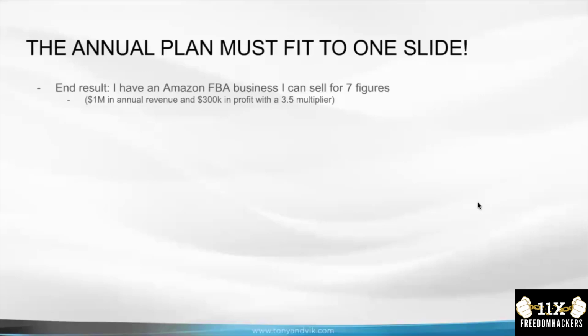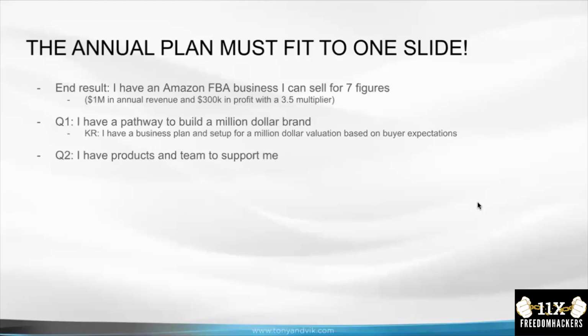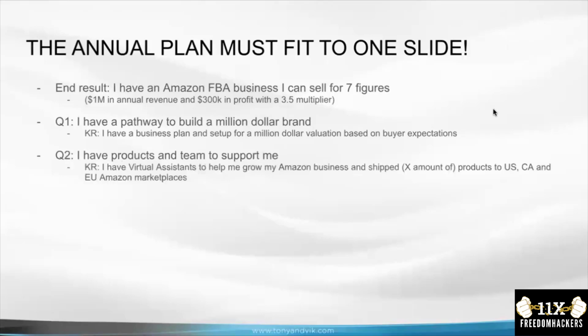So end result, I have an Amazon FBA business I can sell for 7 figures, meaning that in numerical values, it means this sort of revenue, profit, this sort of multiplier. And it's much better to be conservative about these numbers, so that we are much more likely to be accurate when we actually hit it.